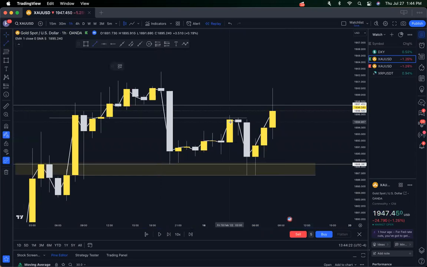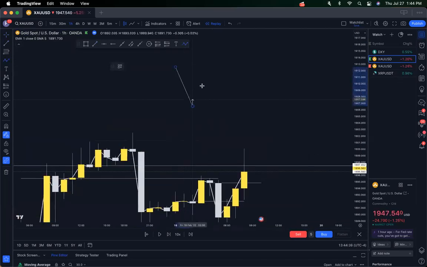So let's pull our levels. We have this one here. We also have this one here. Why this level here? Because in the normal conventional SNR approach, we like to trade these reactions, right? SBR, RBS. That's the most basic SNR setup there is in the book, right?